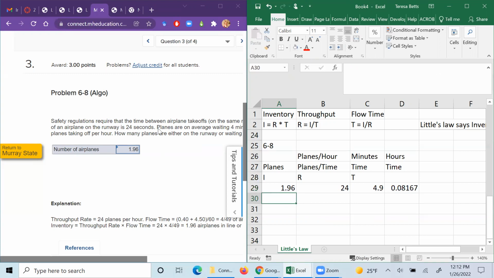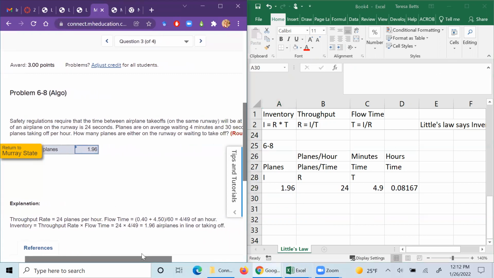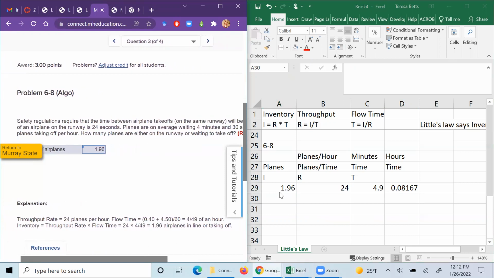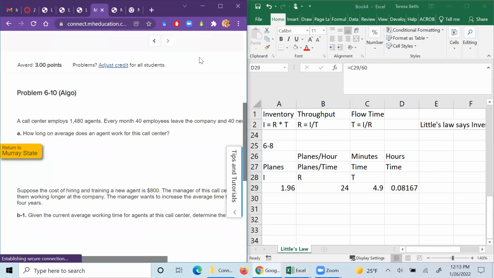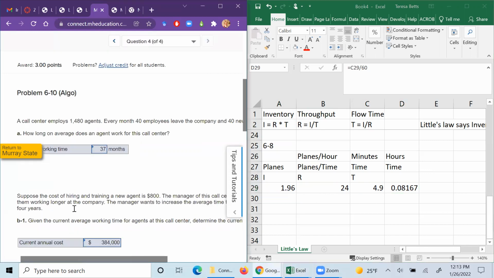And so that means that how many planes are either on the runway or waiting to take off? We're going to say 1.96 planes, right? So the key to this one is understanding where our throughput is coming from, that our time has to be a combination of both the amount of time that they're waiting and the time that they're taking off. And then that we need to make sure that we're in the same unit of measure. Okay, so that one has a few little spins to it. Let's go ahead and look at the next one.